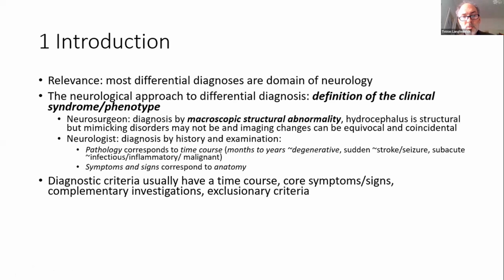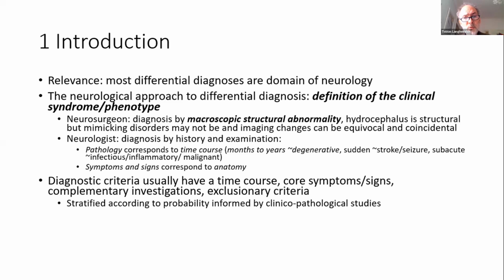There are core symptoms and signs. Now, investigations are always complementary. They are never the core symptom in neurological disease. They're usually exclusionary criteria as well. And then all this is stratified according to a probability. And this is informed usually by large clinical pathological studies, which is in a way a problem in normal pressure hydrocephalus, as there are no such large clinical pathological studies.